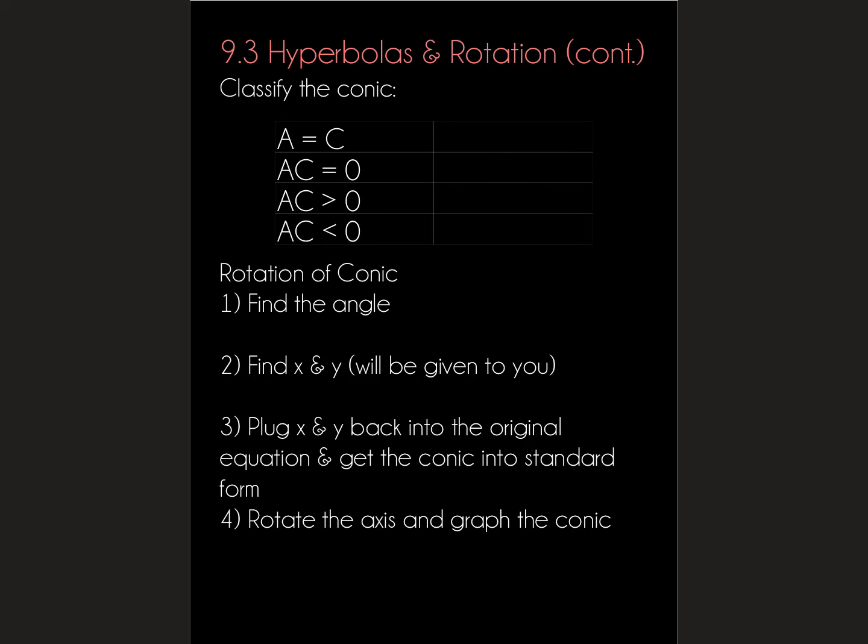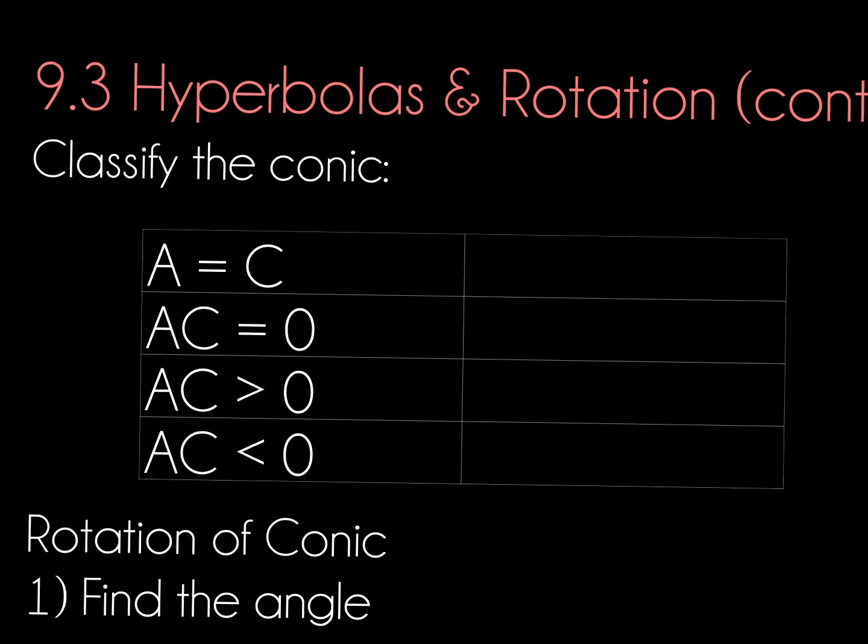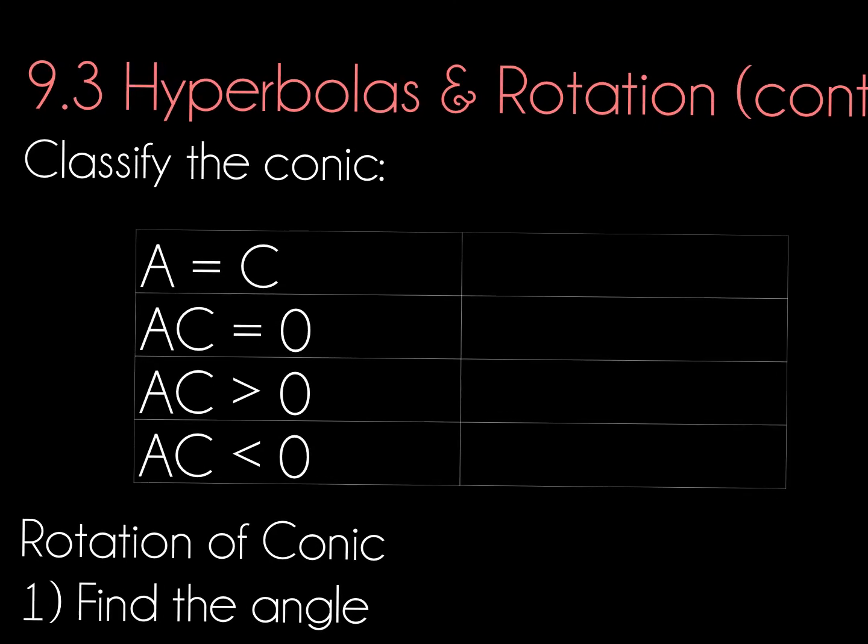So let's at least fill out this top part. Actually, we'll fill out the whole thing because we're not going to have time to review it again. Remember that the A is what's in front of the x squared and the C is what's in front of the y squared. If our A and C are equal, what kind of conic is it? It's a circle.